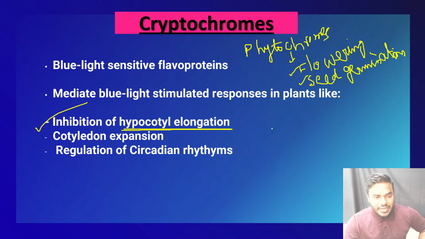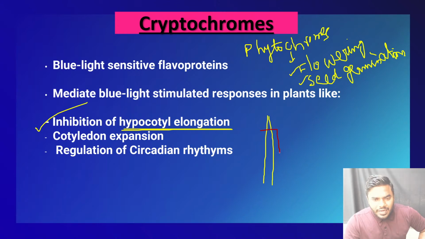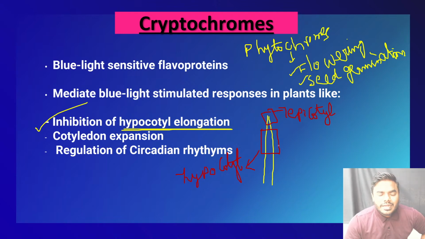Three major functions. Suppose, for example, this is the coleoptile. What do you call this part? This part we call the hypocotyl. And what do you call this upper part? You can call it the epicotyl. Correct? Hypocotyl, epicotyl. So friends, this hypocotyl never elongates in the presence of cryptochrome. That's a simple statement. So cryptochrome inhibits the hypocotyl elongation.